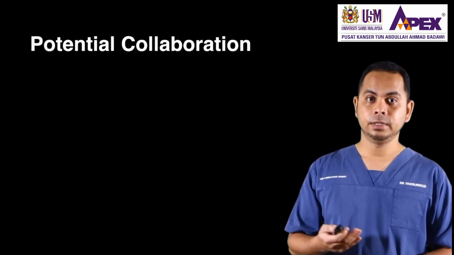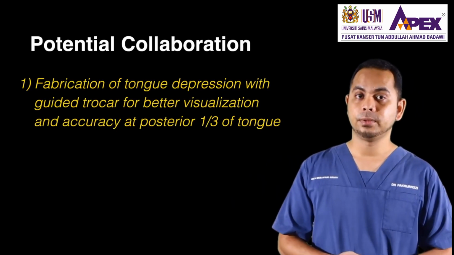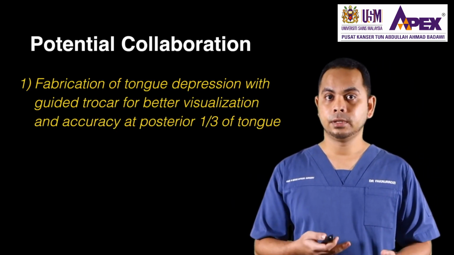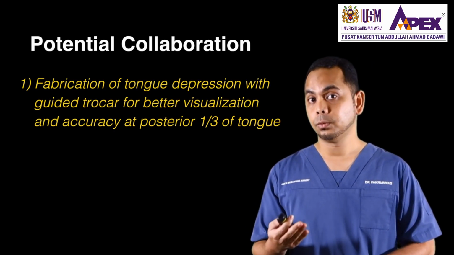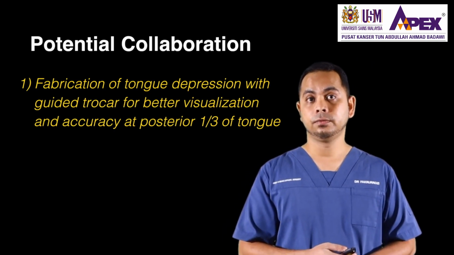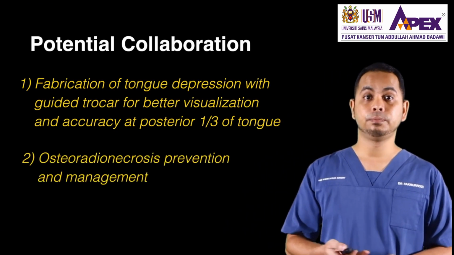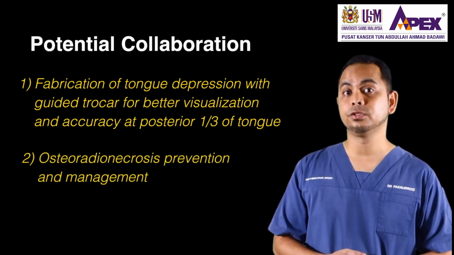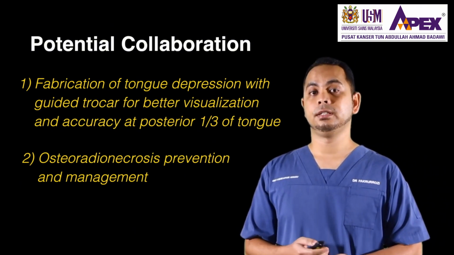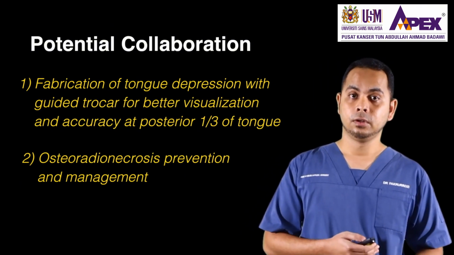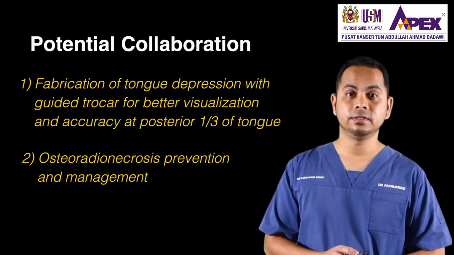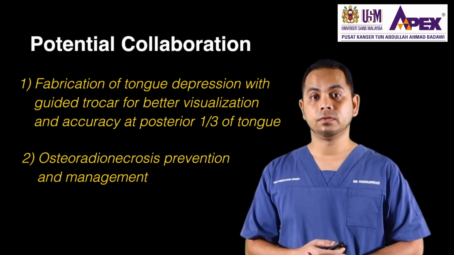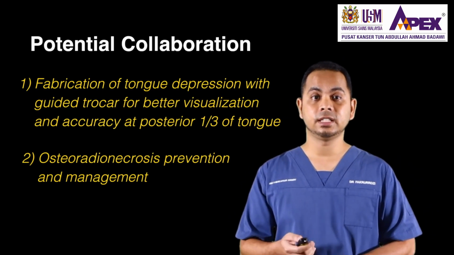So, potential collaboration, to me, one is the fabrication of a tongue depressor incorporated with a camera to improve accuracy, especially at the posterior one-third of the tongue, and also for management in terms of prevention and managing osteoradionecrosis of the jaw. In the prevention, any products or any lab work incorporated into the spacer, or any other ways of how to increase healing in this type of patient.